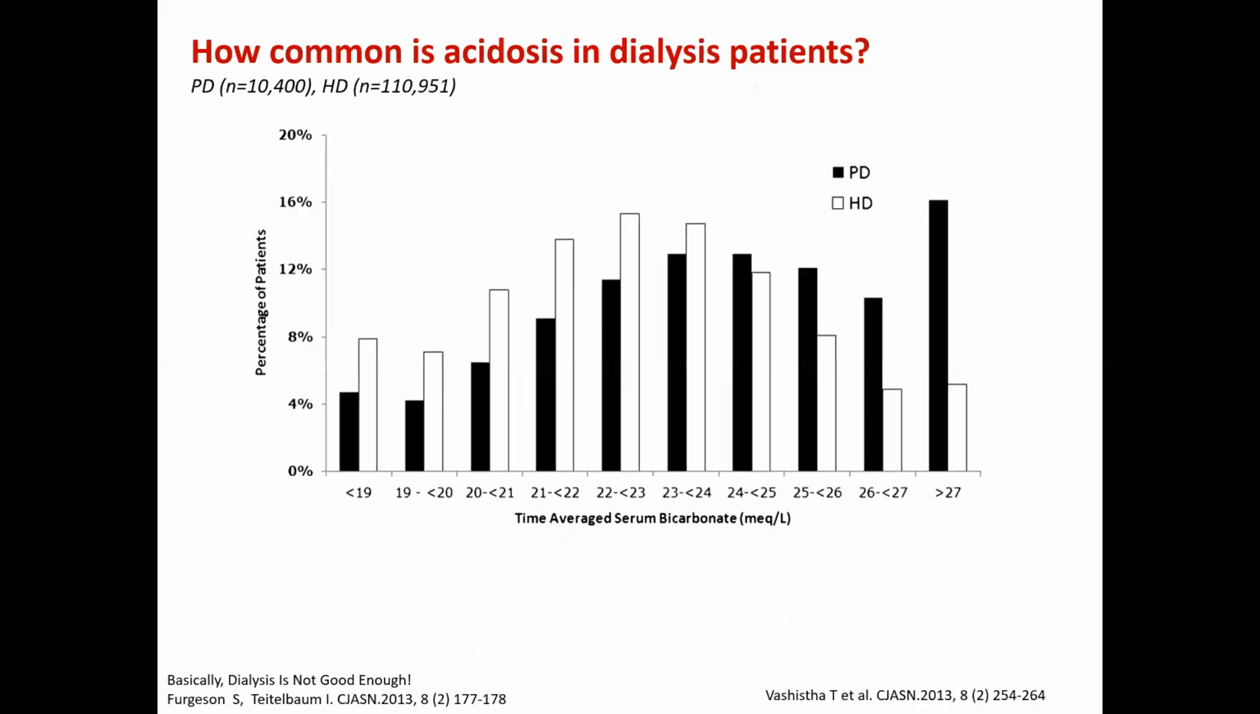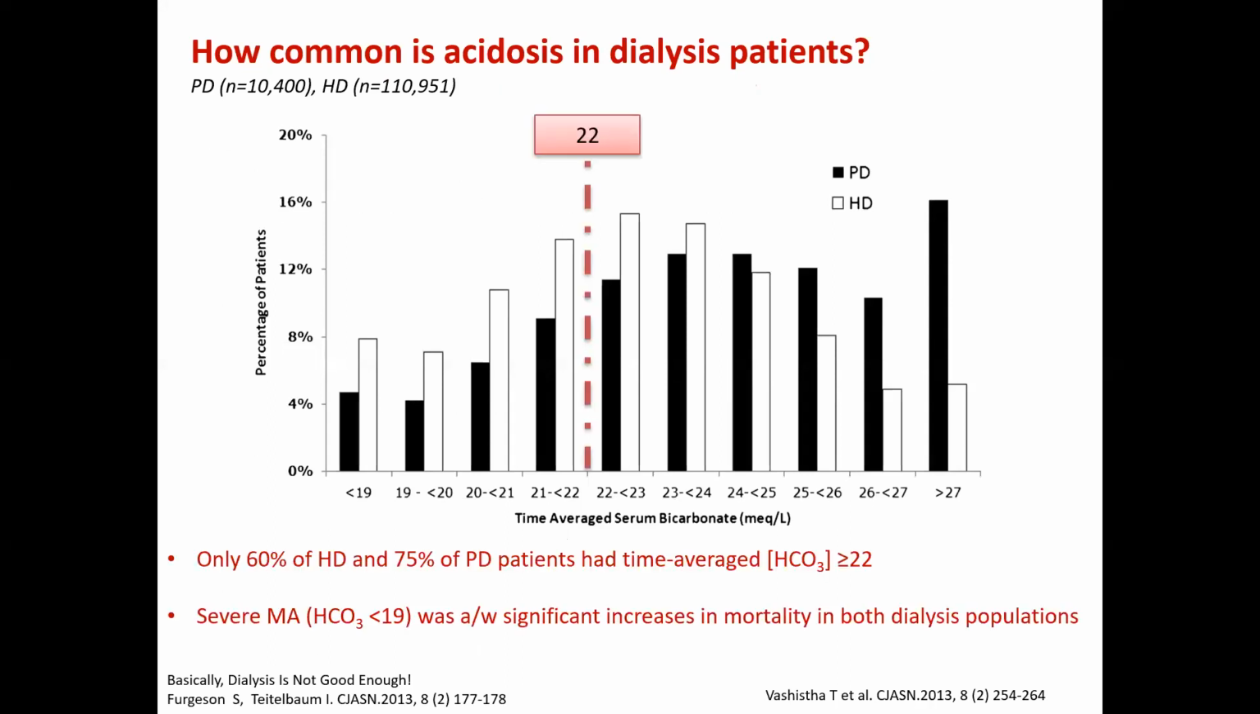Now, the next question is, how common really is metabolic acidosis in dialysis patients? This was a large study from one of the large dialysis organizations in the USA, where they just looked at the time average serum bicarbonate, all right? 10,000 patients on PD and more than 100,000 patients on hemodialysis. So if you take a cutoff of 22, and look at the right part of the graph here, the black bars being PD and the white bars being hemodialysis, you could notice that PD patients are more likely to have higher bicarbonate than hemodialysis patients, all right?